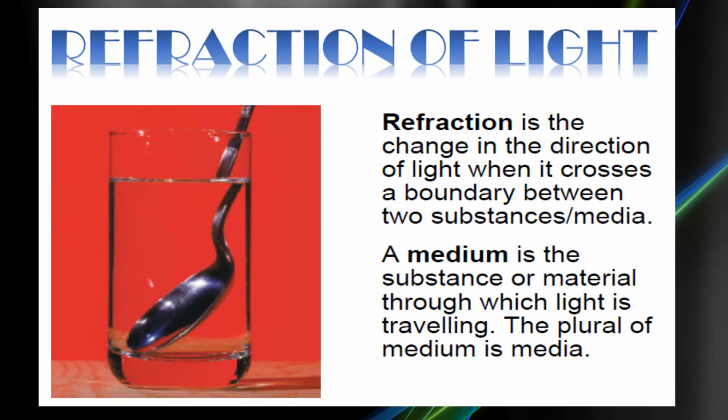Refraction of light. Students, as you can see in this figure, if we dip one end of a spoon or some other object into water at an angle to the surface, the submerged part looks bent. Its image is displaced because the light coming from the underwater portion of the object changes direction as it leaves the water.